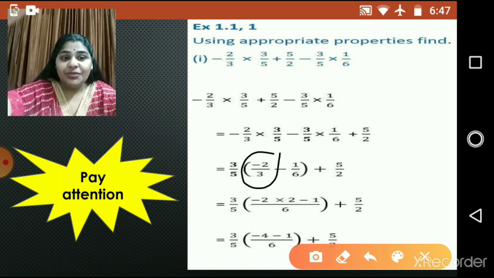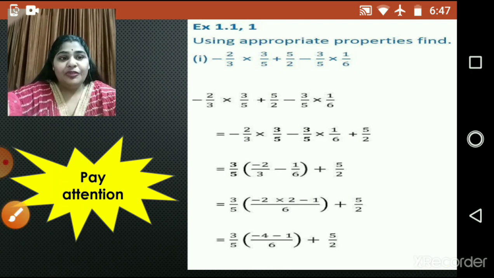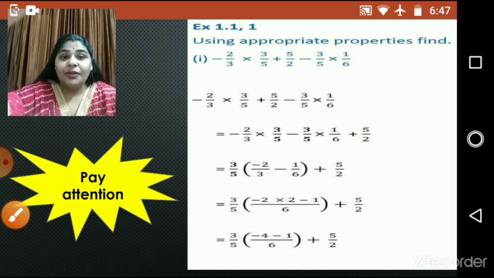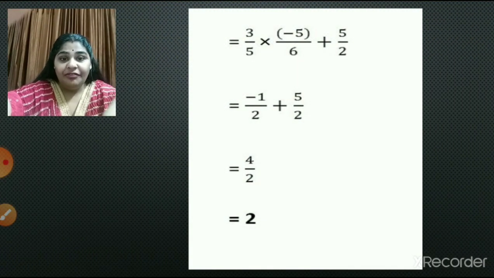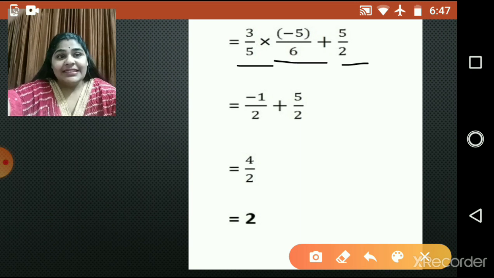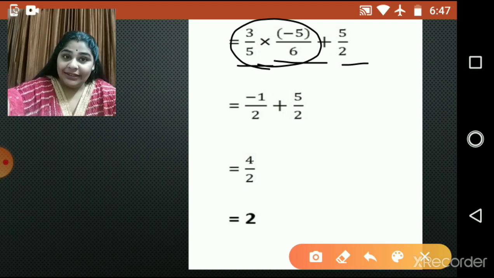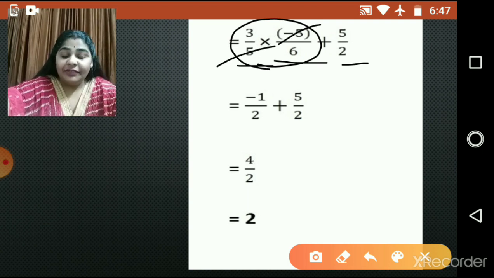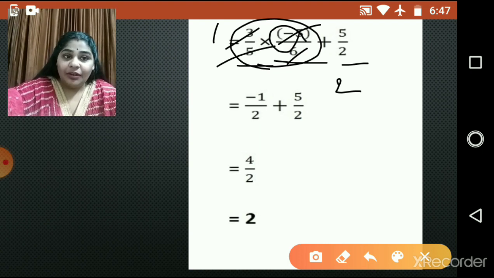So plus 5 by 2 as it is and multiplied by bracket 3 upon 5. Let us move further. So in the bracket minus 4 minus 1 will become minus 5. Can you see here? It becomes minus 5 upon 6 multiplied by 3 upon 5 plus 5 upon 2. Next, here you see is multiplication which we can directly solve, children. 5 gets cancelled and 3 ones are 3, 3 twos are 6. So remaining is this negative sign, don't forget. It is negative 1 upon 2 plus 5 upon 2.